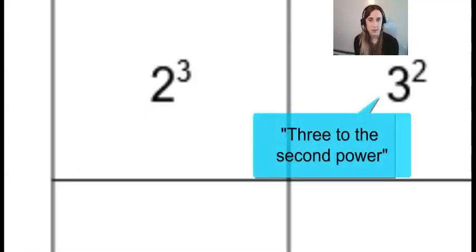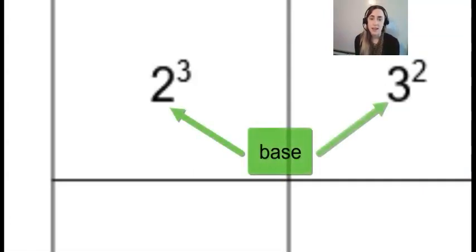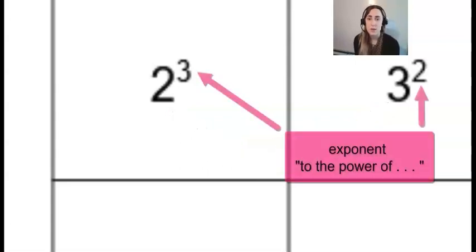And that word power is the same as an exponent. So you can see that in this example, 2 and 3 are our bases. 2 is the base on the left, 3 is the base on the right. And then 3 and 2 on the top are our exponents. And we say an exponent by saying to the power of blank. So on the left, it's to the power of 3, and on the right, it's to the power of 2.